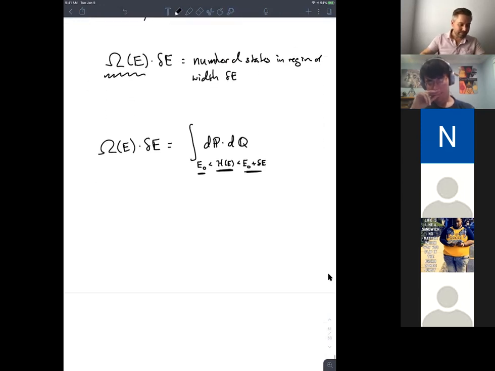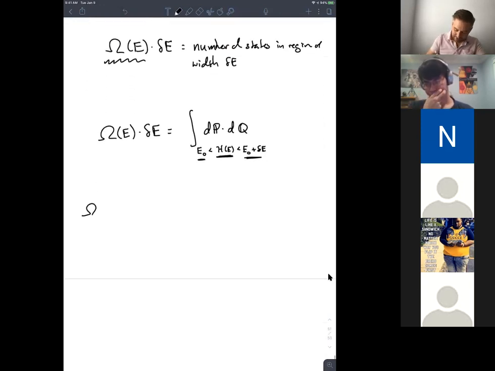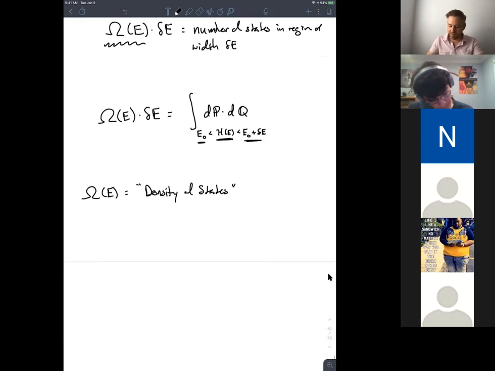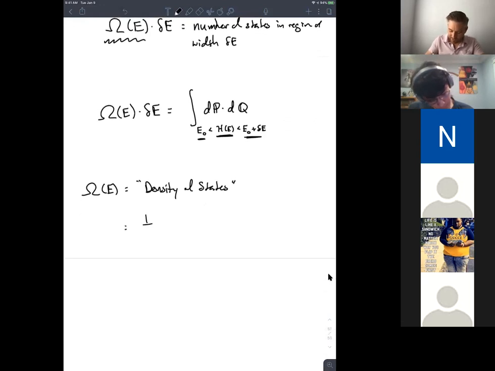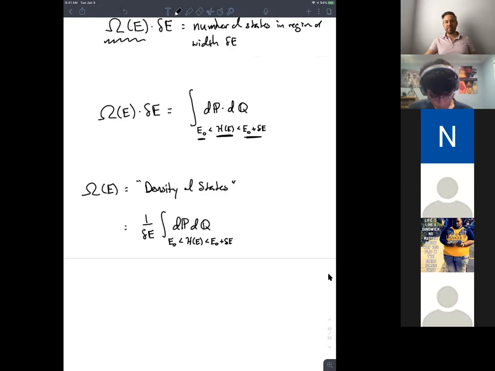Okay. And so, in other words, this omega of E is what's referred to as a density of states, right? The density of states is equal to 1 over delta E times the integral over the region of interest of dp dq.